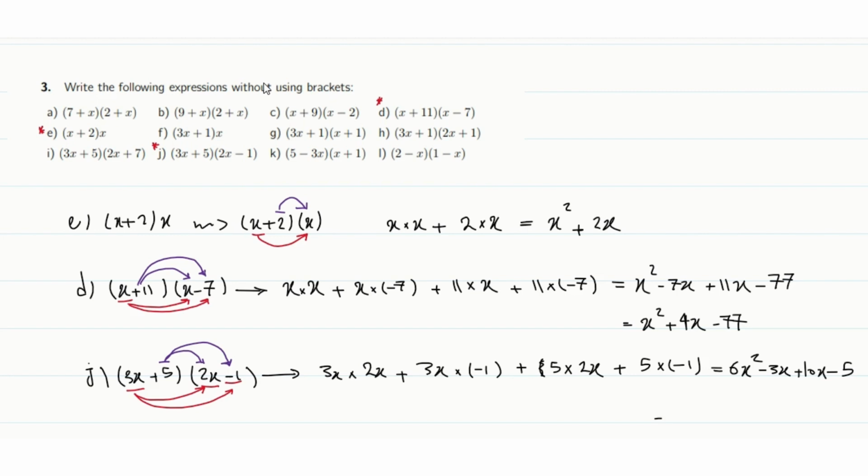And we can simplify this more, and it would be equal to 6x squared. Take away 3x from 10x would be 7x, and we have -5 at the end.